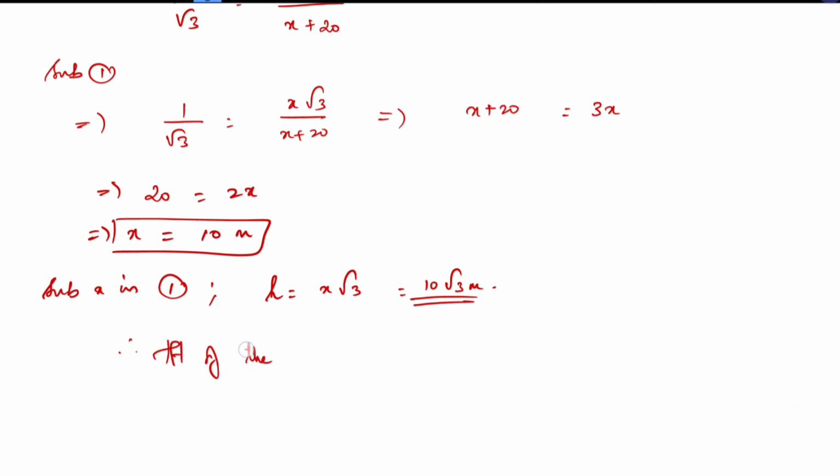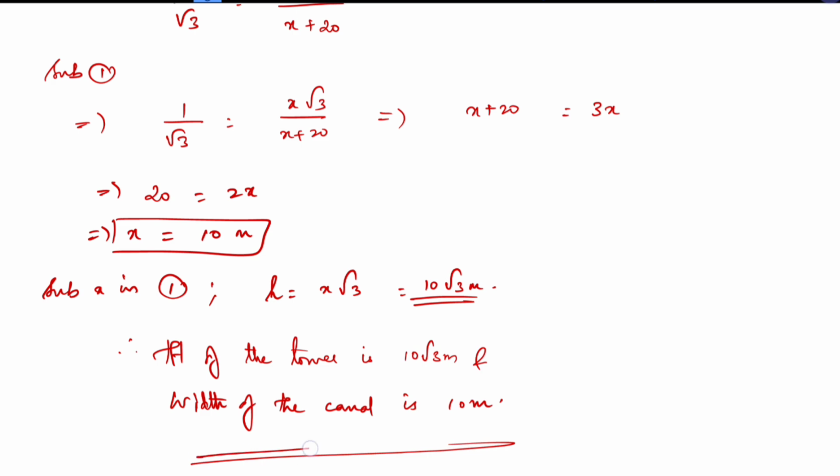Height of the tower is 10 root 3 meters and width of the canal is 10 meters.